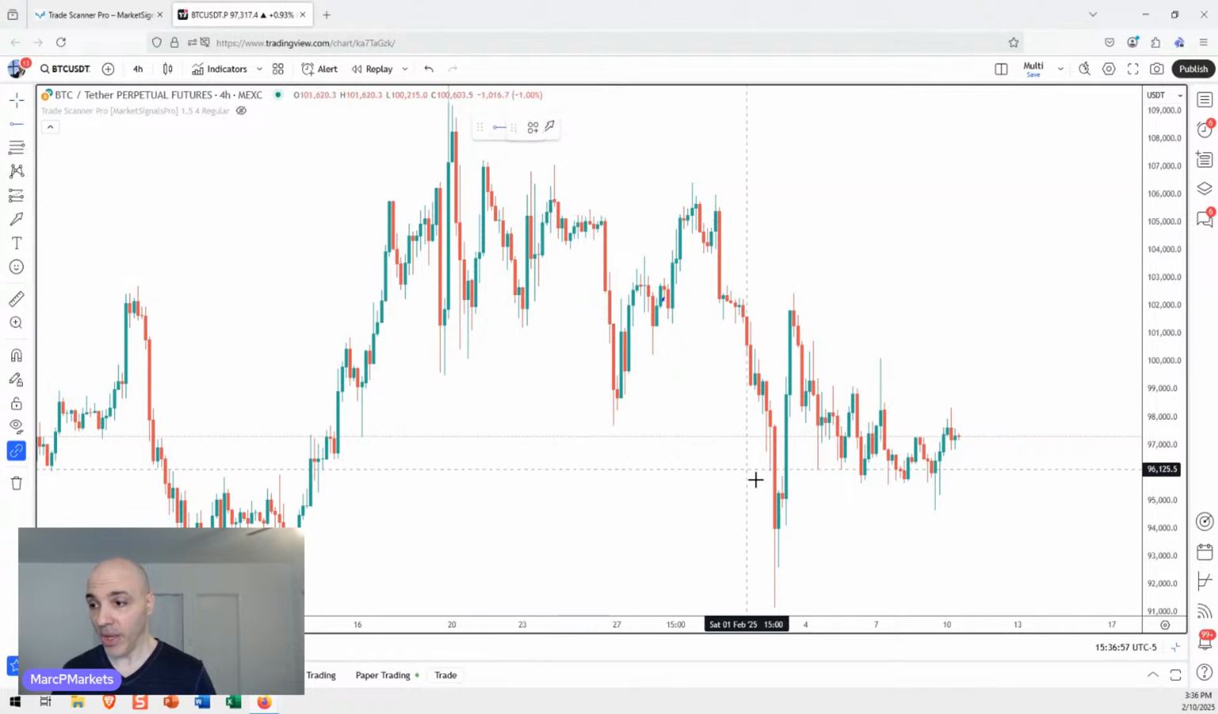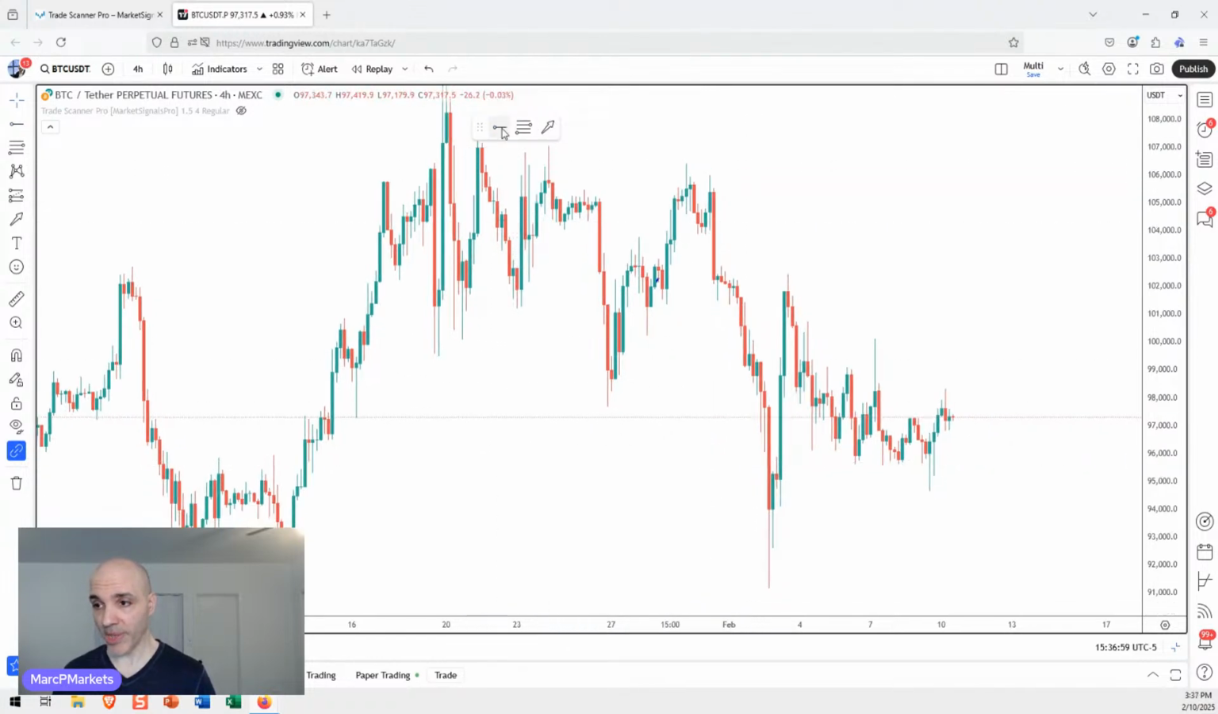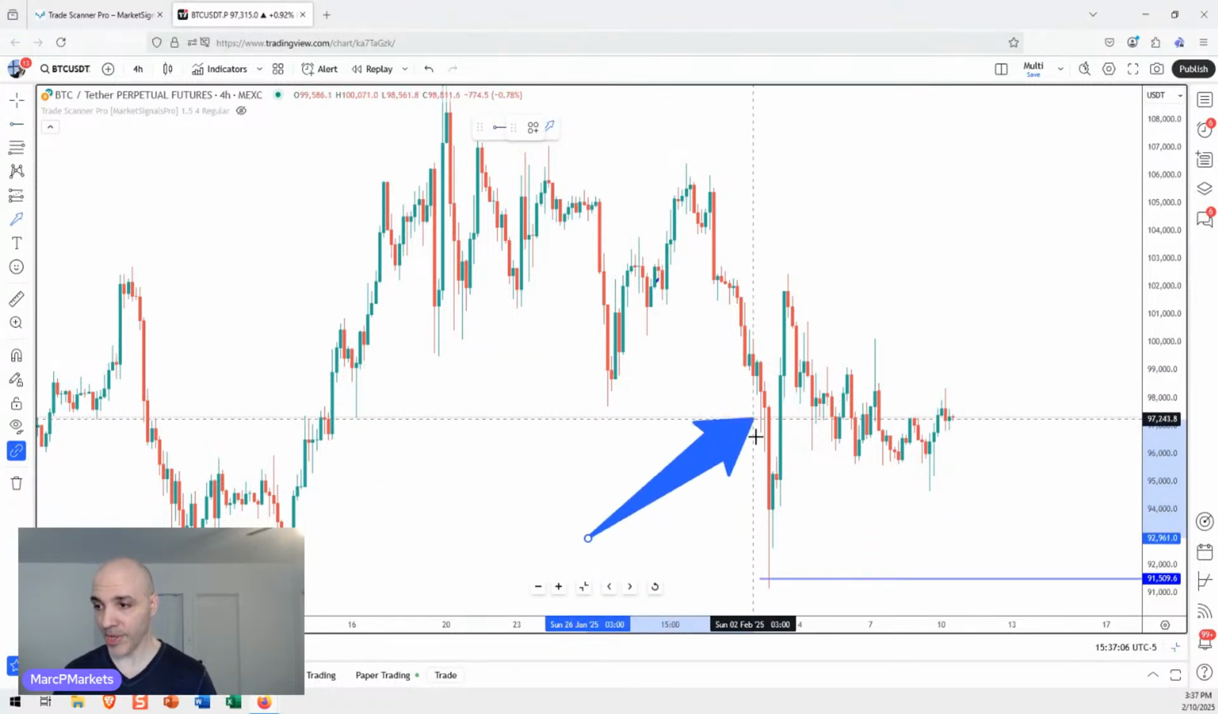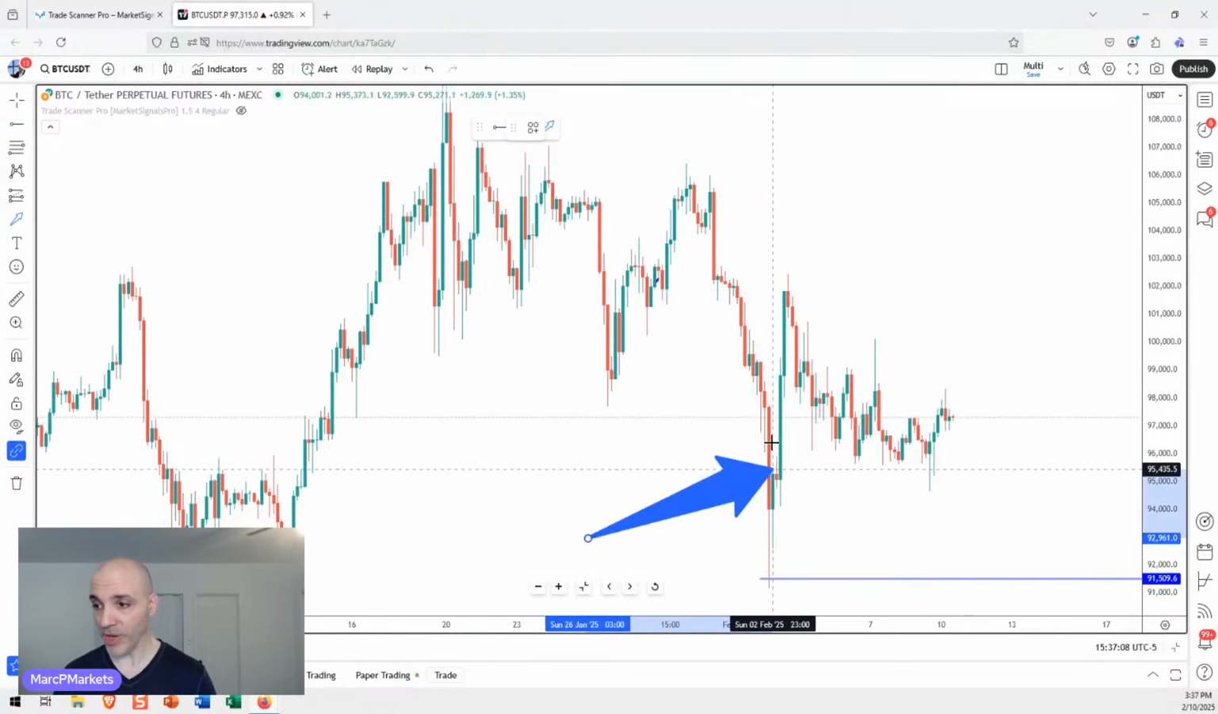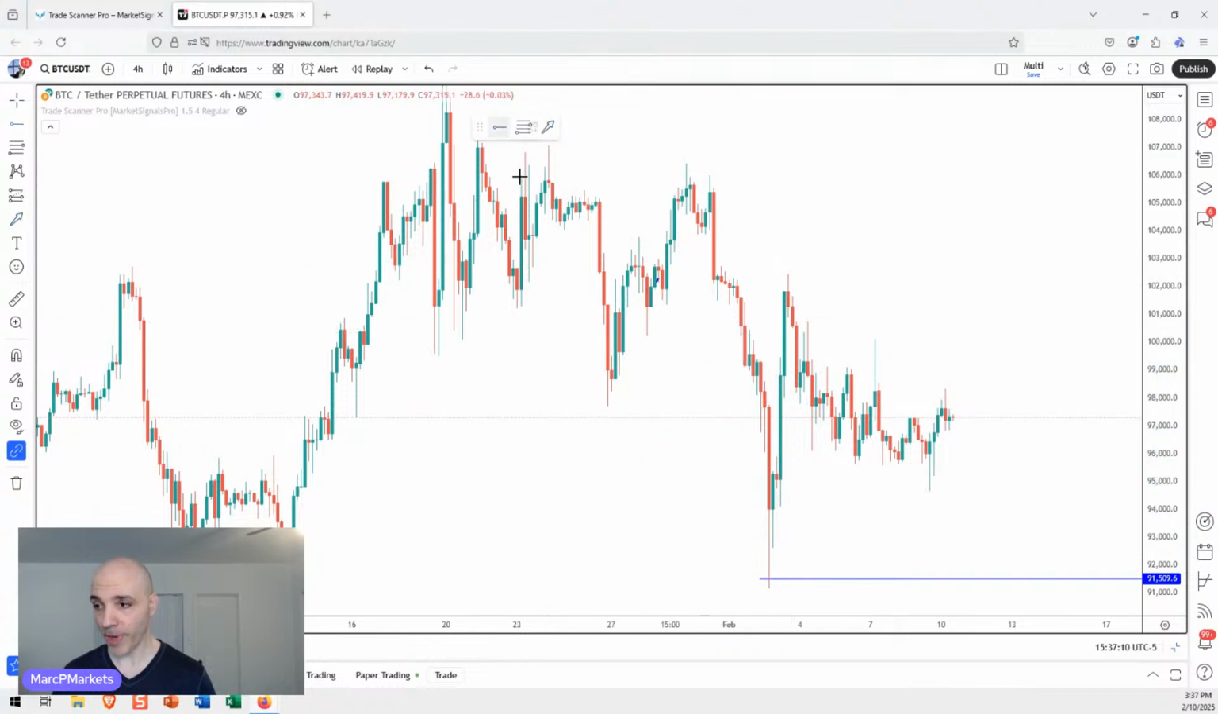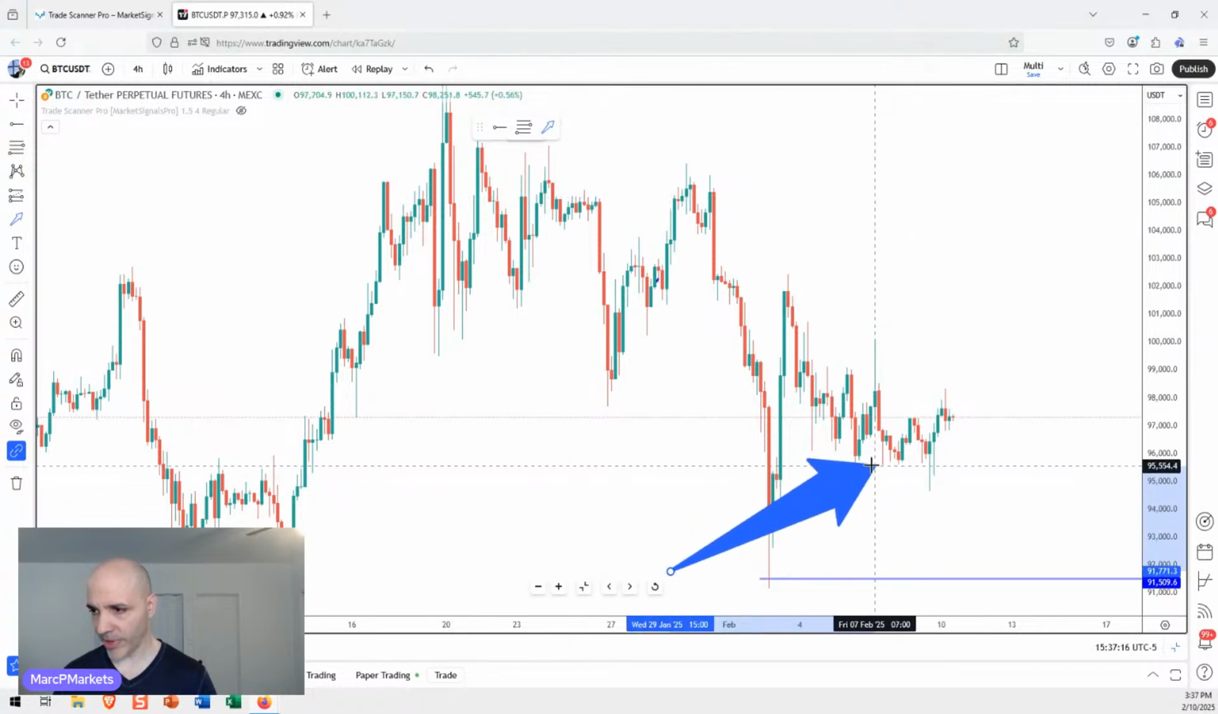Now, where are my support and resistance levels? Well, I have a support over here, right? And how do I determine that? I'm just looking for major reactions. This is a pretty major reaction in a very short period of time. I also see a number of common tests. Look at this. There's clearly a level in there.